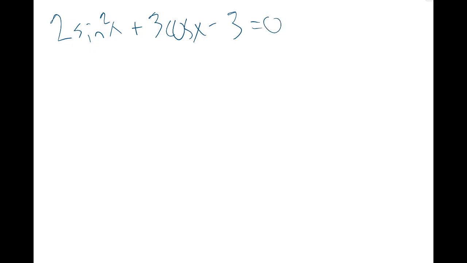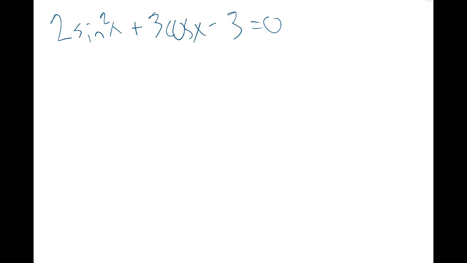Okay. The next example is 2 sine squared x plus 3 cos x minus 3 equals 0. Okay, so this one is going to be a little bit of a longer one.